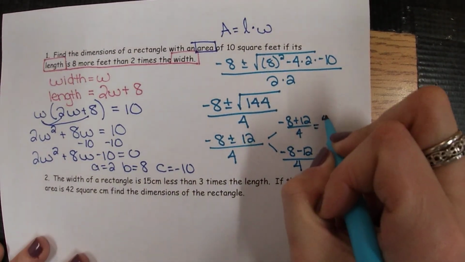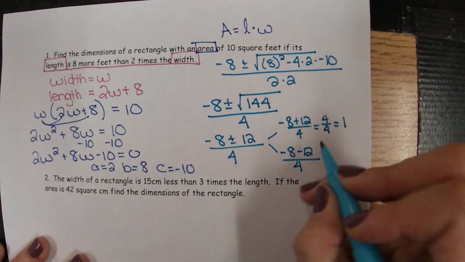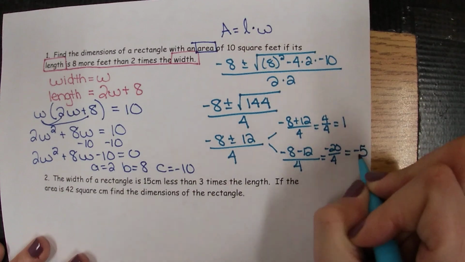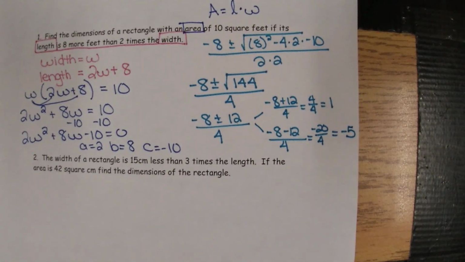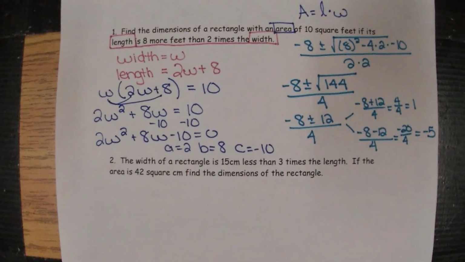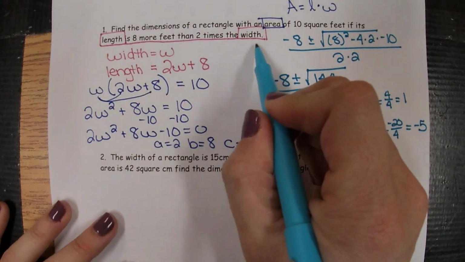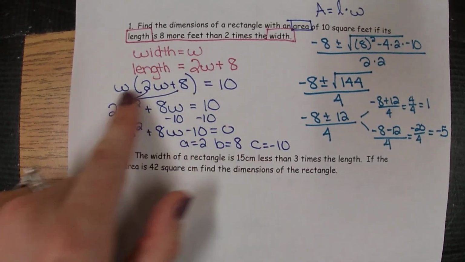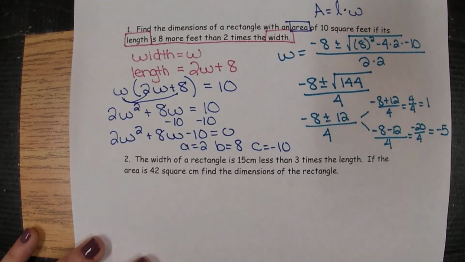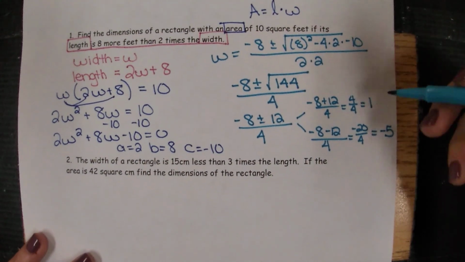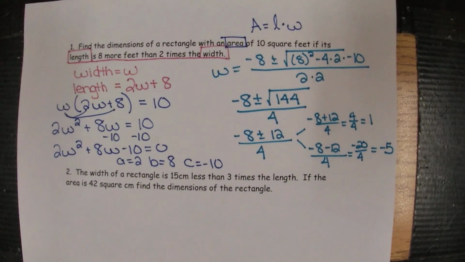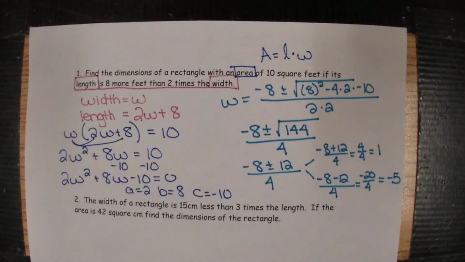Okay, so up here we'll get 4 over 4, which equals 1. And here we'll get negative 20 over 4, which equals negative 5. Now, we have to make sure we are very clear on what this 1 and negative 5 equals. Right? Normally we'd say the quadratic formula says x equals, but in this quadratic our variable was w. So this is w equals, right? This says w can equal 1 or negative 5. Okay, mathematically speaking, it could be both of them.